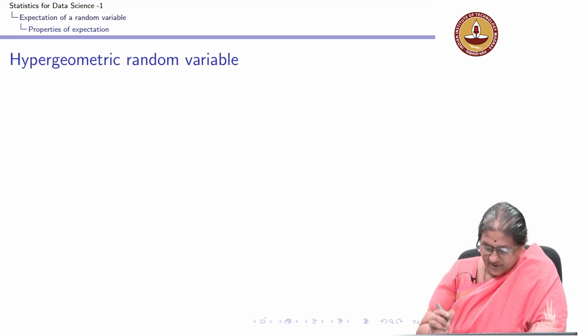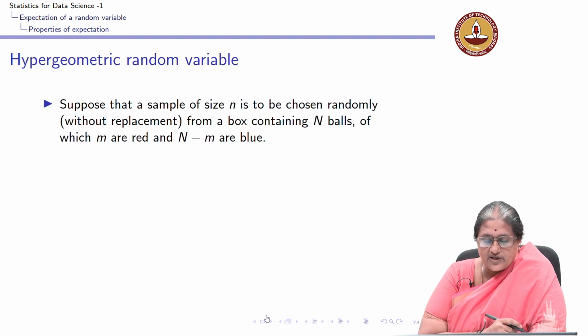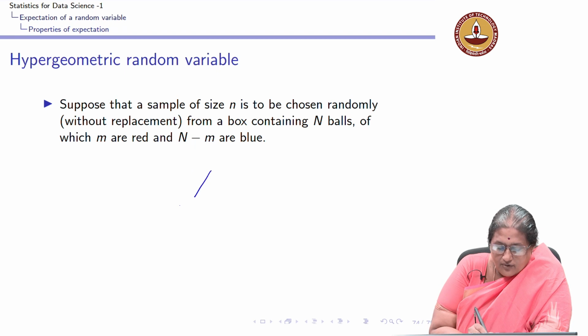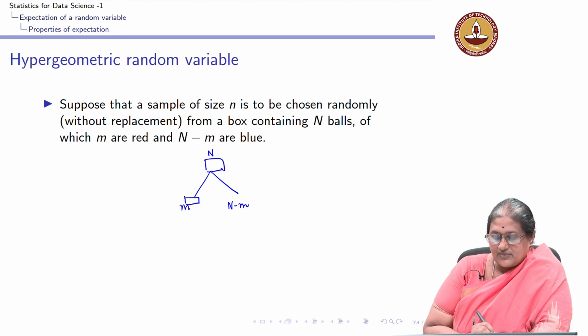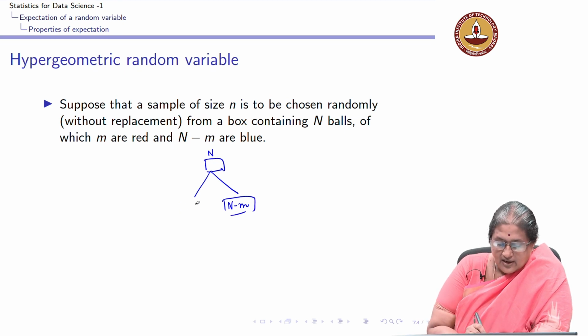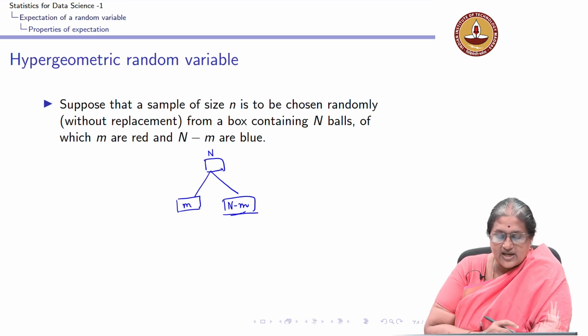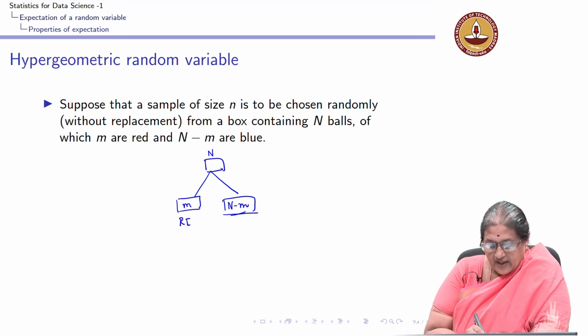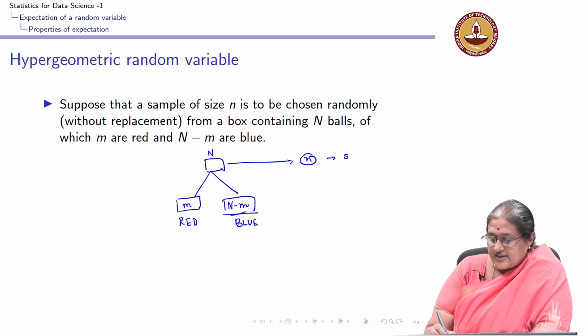hypergeometric random variable. Suppose I have m of one type and I have N minus m of another type. I have a total of N balls, or N people, of which m are of one type and N minus m are of another type. Here I am assuming m are red balls and N minus m are blue balls. From this N, I am choosing a sample of size n. So, this is my sample of size n.